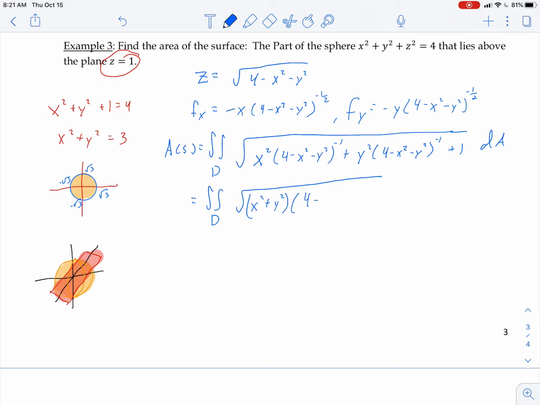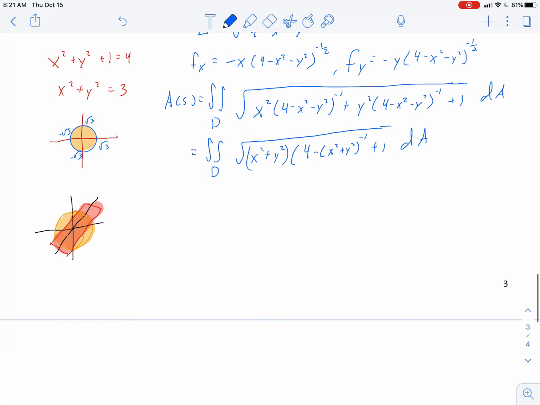All right, I'm going to rewrite this to be something that's going to be better to work with. So I'm going to pull out an x squared plus y squared, and then I have 4 minus x squared minus y squared to the negative 1. You know what? I'm going to rewrite that too. So I'm just going to change that to 4 minus (x squared plus y squared), to the negative 1, plus 1 dA.